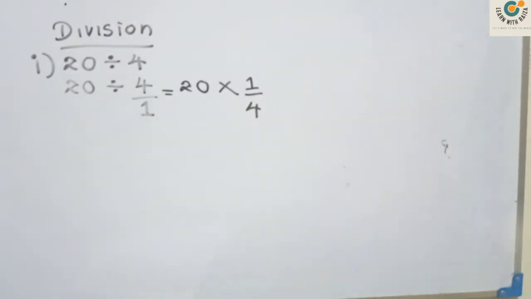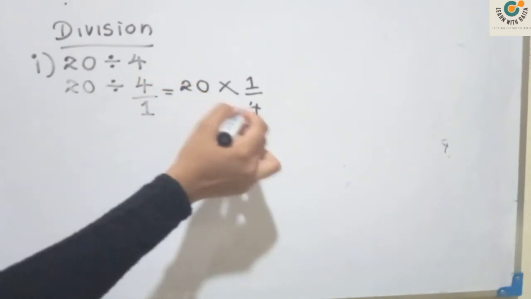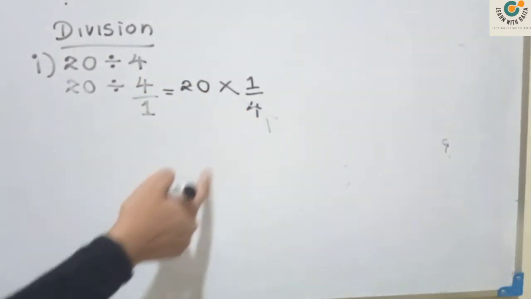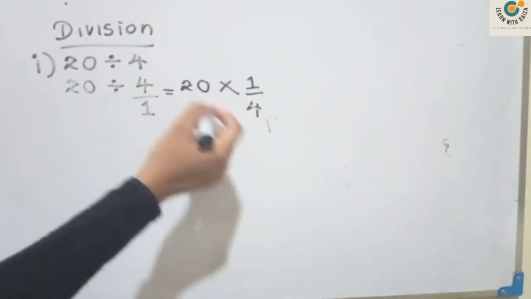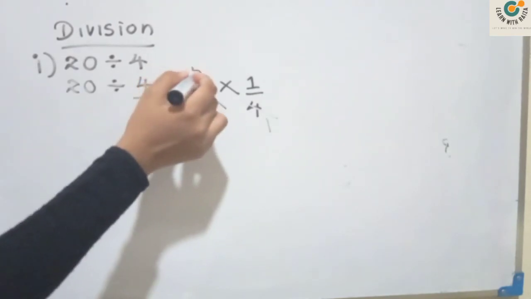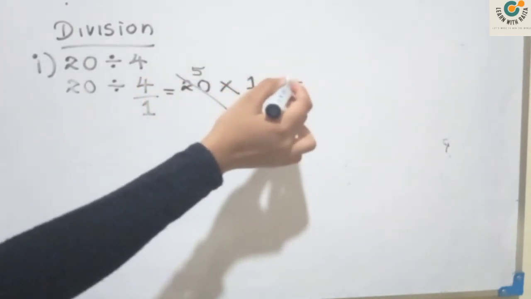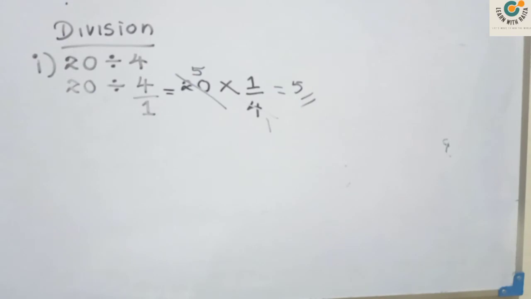Now here you can see 20 multiplied by 1 over 4. In the previous section under multiplication, we discussed how to multiply a whole number and a fraction. There I taught you we can either multiply and divide, or else here itself we can cancel both by 4 times table. 4 divided by 4 is 1 and 20 divided by 4 is 5. So the answer will be 5 itself. This is one method of dividing two whole numbers.